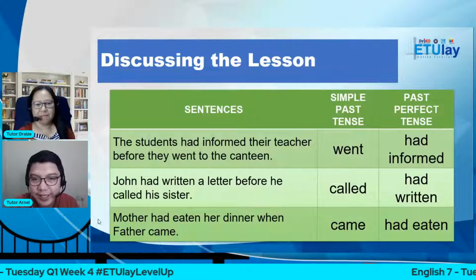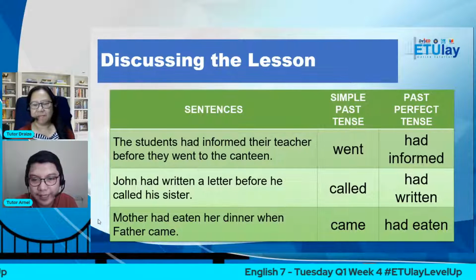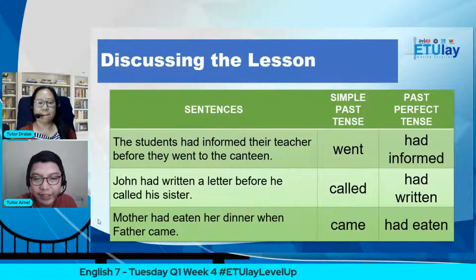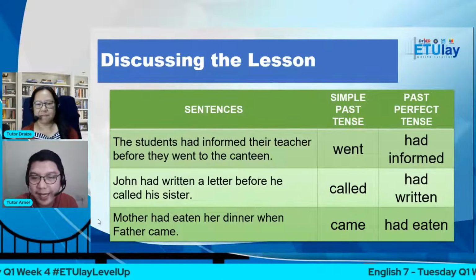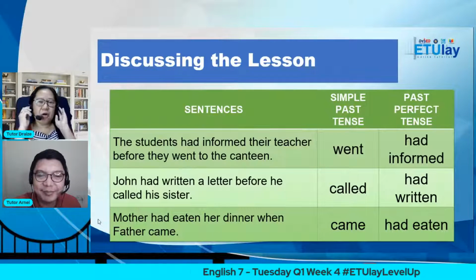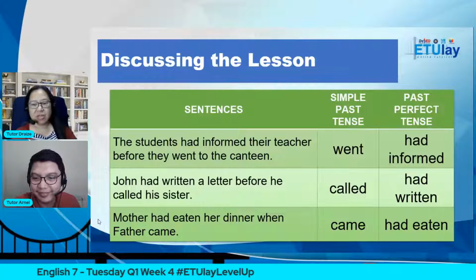Now, in this sentence, the simple past tense is called, and the past perfect tense verb is had written. Now, the third and last would be: Mother had eaten her dinner when Father came. The simple past tense is came, and the past perfect tense is had eaten. So, based on the form, you can easily identify whether it's simple past or past perfect tense, right?